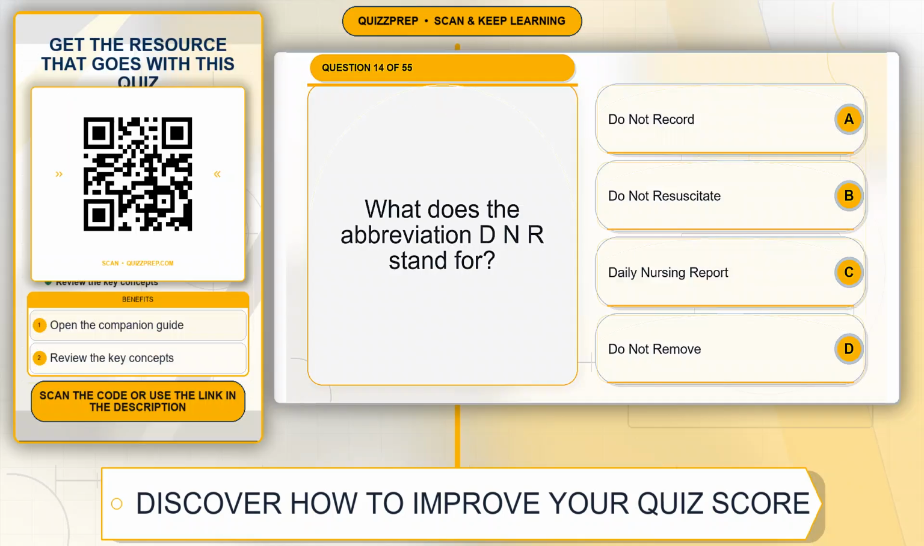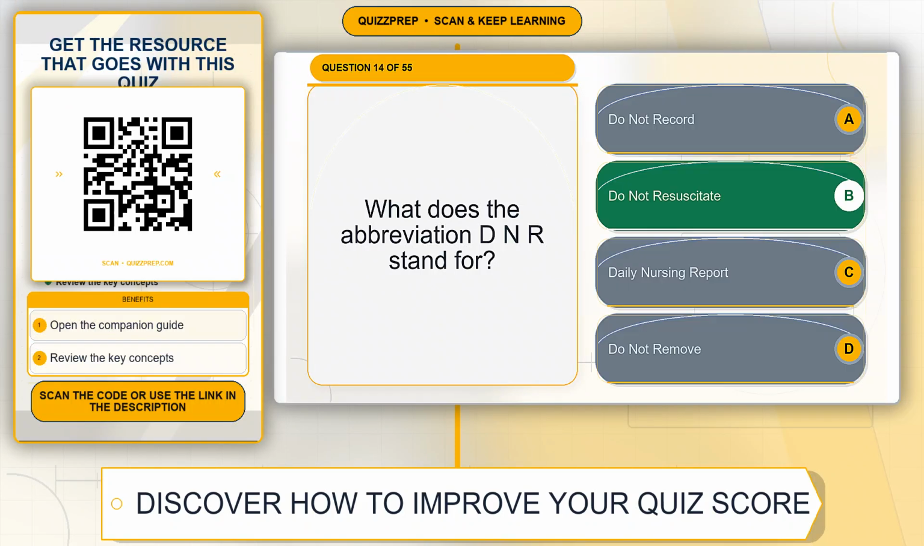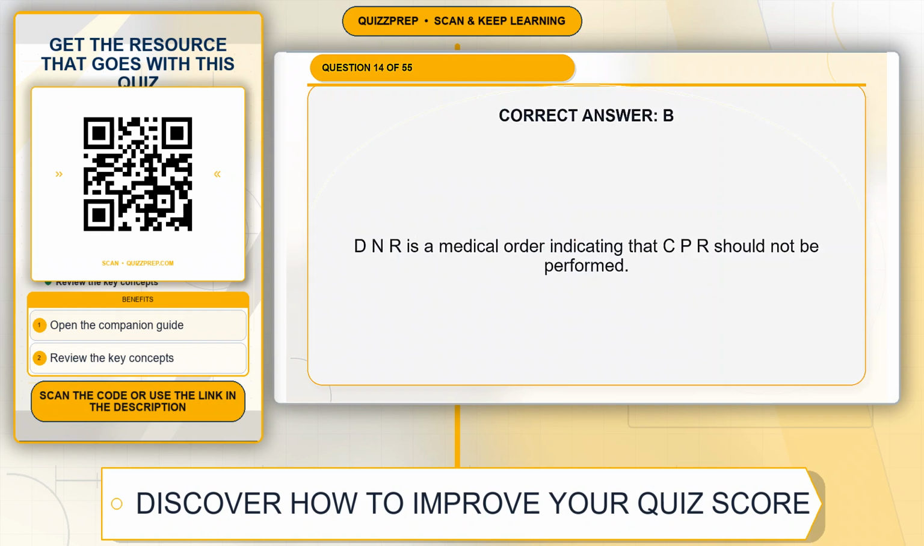Question 14. What does the abbreviation DNR stand for? Option A, do not record. Option B, do not resuscitate. Option C, daily nursing report. Option D, do not remove. The correct answer is option B, do not resuscitate. Explanation. DNR is a medical order indicating that CPR should not be performed.